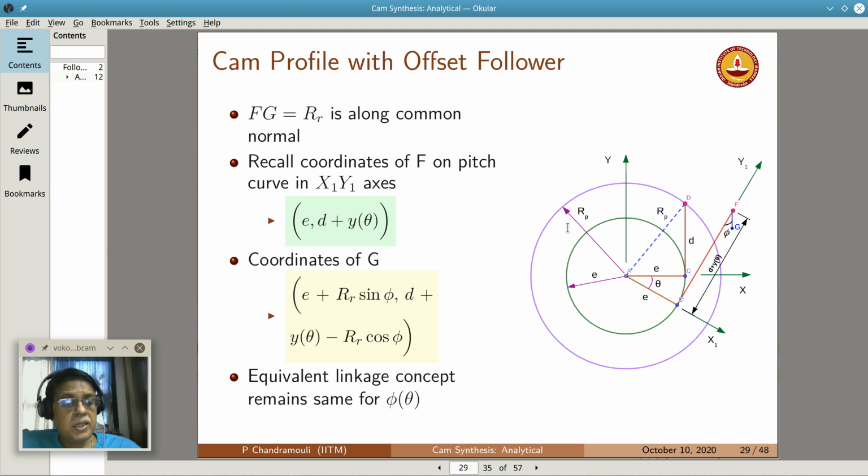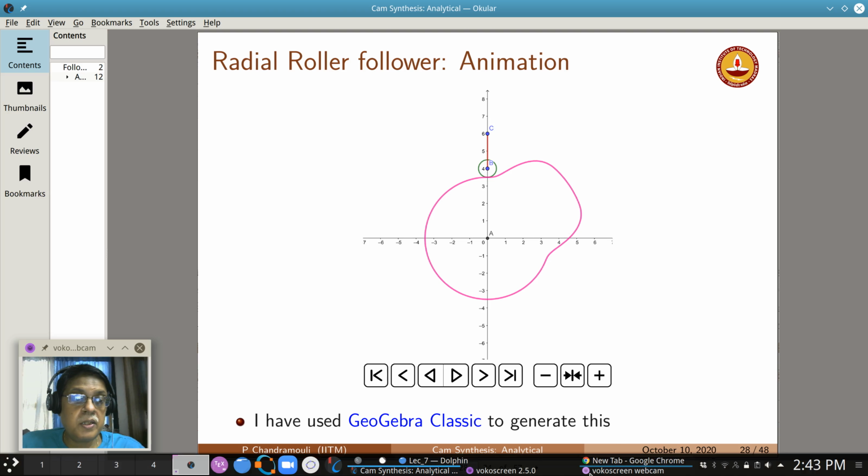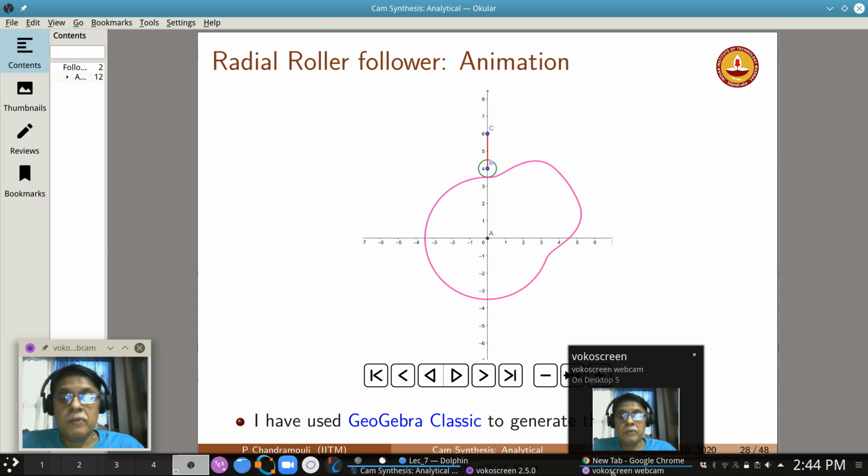Alright, so let me stop here. What we are going to do is repeat this exercise for the offset follower. We'll do that as another lecture, and then there will be one more thing that will be left after this, which is going to be a flat face follower. So let me stop the lecture here, and we will continue with the offset in the next lecture.